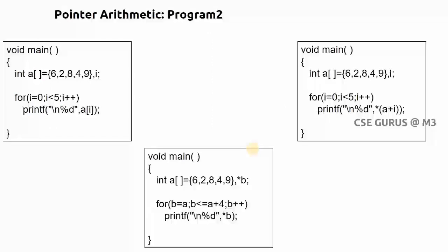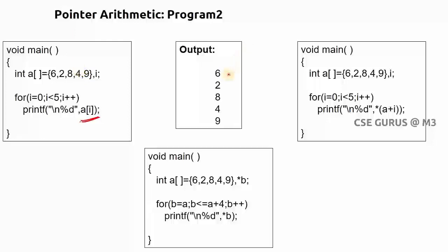Now what about this one? I've taken three different programs. The first one is int a of 6, 2, 8, 4, 9. In an array, first it takes the values a of 0 equals 6, a of 1 equals 2, like this. If I print with i equals 0, i less than 5, i plus plus, and simply print a of i, what will be the output? a of 0, a of 1, a of 2, a of 3, a of 4. So it will print the output 62849. Is it right? Yes.